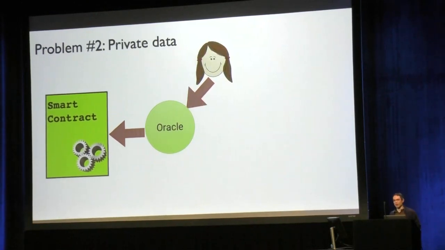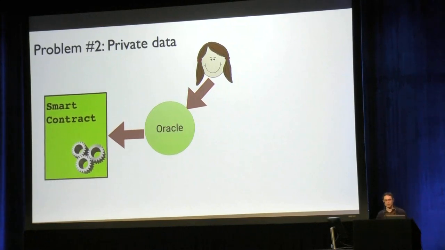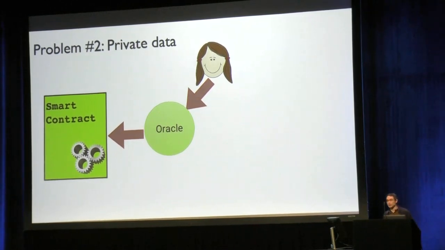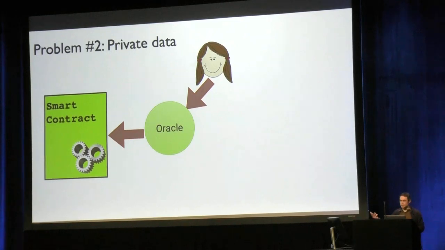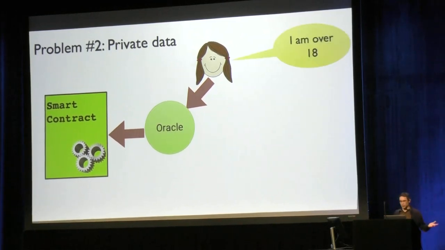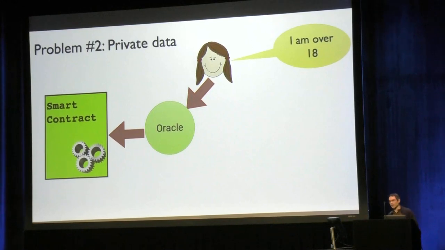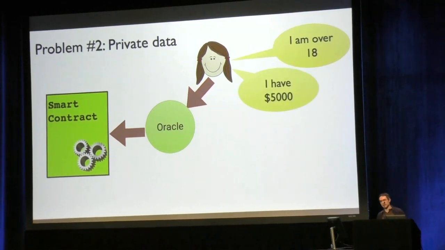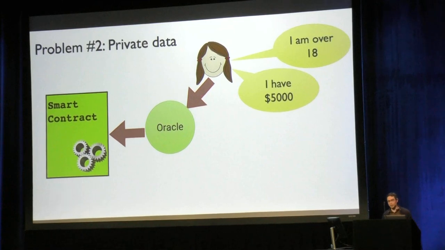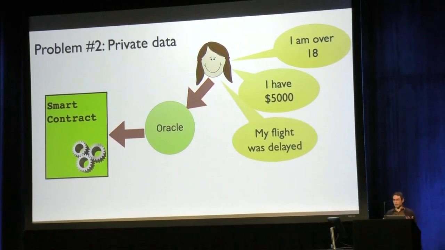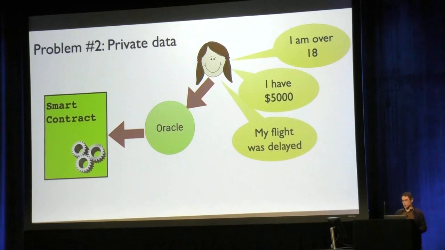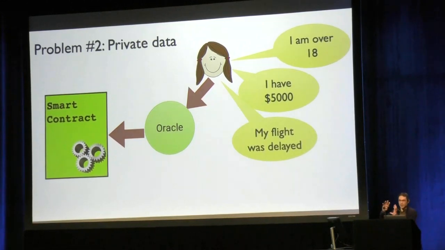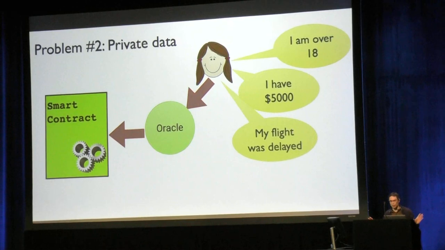Okay. The second challenge, though, is the harder one, and this is the one we focus on with DECO. This is the problem of dealing with private data. There are many types of private or personal data that users may want to relay to oracles to be sent to smart contracts. For example, a user may want to show that she's over 18, therefore to engage in a legally binding contract. Or she may want to show that she has a certain amount of money and is therefore eligible to participate in a token sale. Or she may want to show that her flight was delayed, if, for instance, she's purchased a flight insurance policy. And it's important that the user show that her flight was delayed so that her flight information doesn't have to sit in the smart contract and therefore be visible to the whole world.